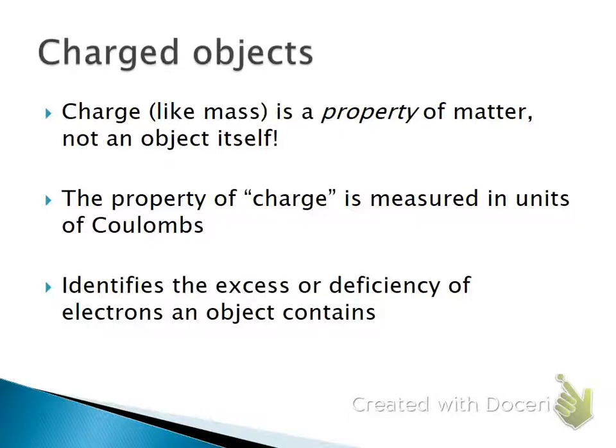And all that it really does is tell you the excess or the deficiency of electrons within an object. So the only way to gain a negative charge is to take more electrons on. The only way to gain a positive charge is to lose electrons and leave behind protons, so you've got a net positive charge. And that's about it.